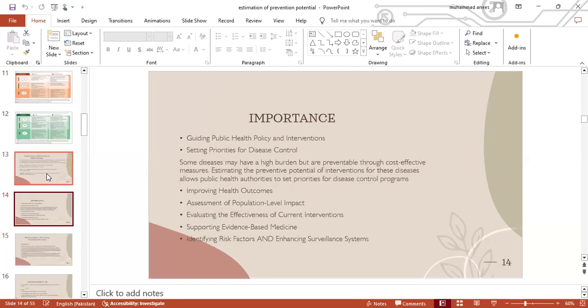Some of the other reasons are guiding public health policy and interventions, which comes under the same heading of public policy generation, and setting priorities for disease control, as some diseases may have a high burden but are preventable through cost-effective measures. Estimating the preventive potential of interventions for these diseases allows public health authorities to set priorities for disease control programs. Improving health outcomes, also the assessment of population level impact of a disease, evaluating the effectiveness of current interventions, supporting evidence-based medicine, and identifying the risk factors and enhancing surveillance systems.